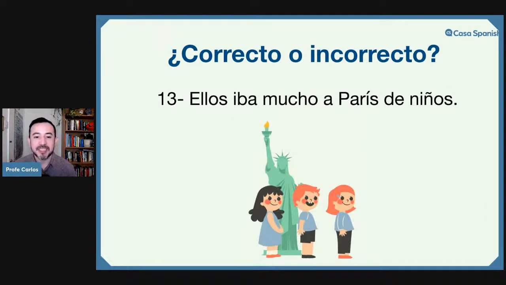Excellent. We're about to finish. Let's do number 13. Correcto o incorrecto. Ellos iban mucho a París de niños. This should be New York, Nueva York, but let's stick with Paris. Why not? So is this correct or incorrect?